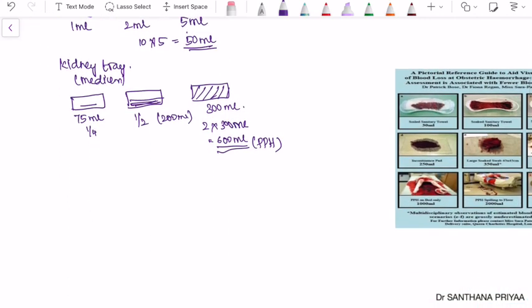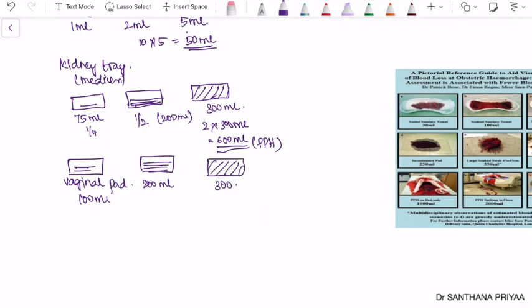Then the next is the pad which we use. If the vaginal pad is partially soaked, it is 100 ml. If it is half soaked, we will give 200 ml. If it is fully soaked, then we will give 300 ml. So if we change 6 such vaginal pads, then it is also PPH, and 2 fully soaked vaginal pads is also PPH.